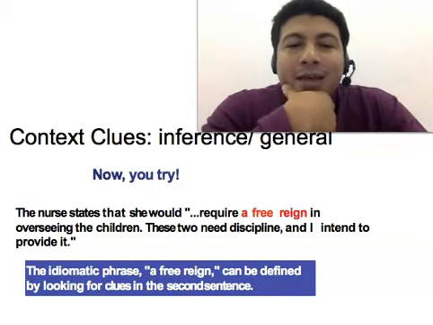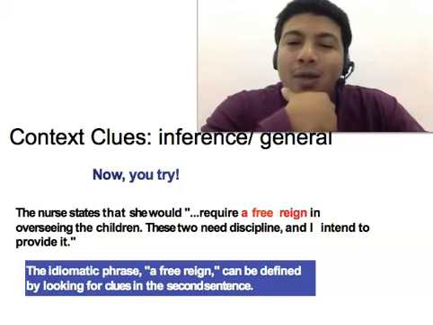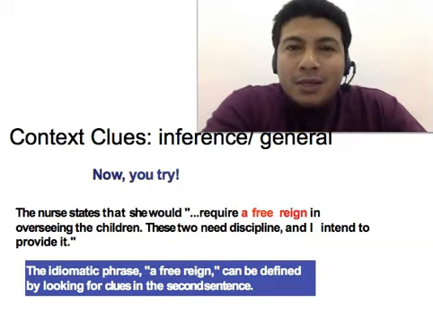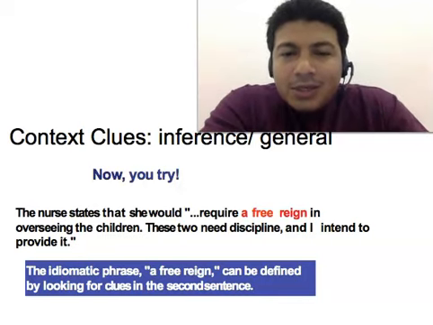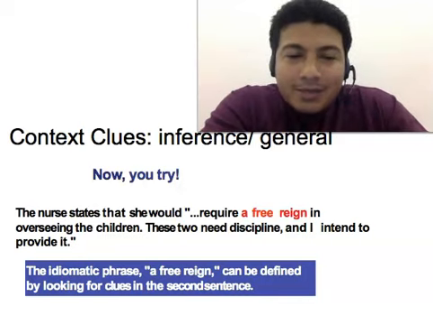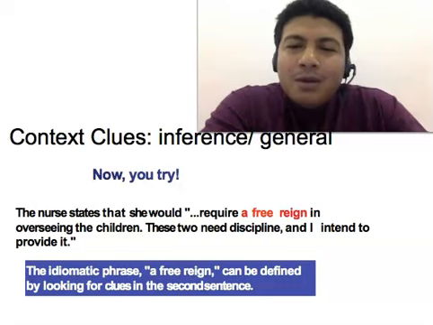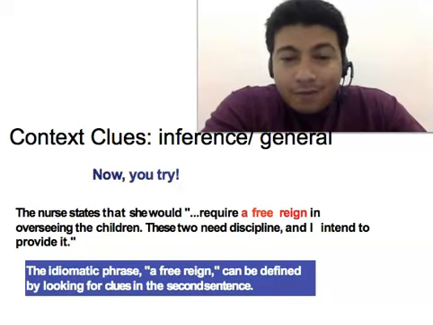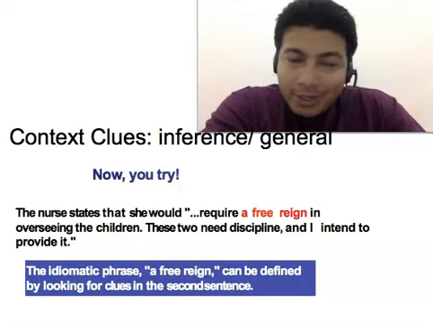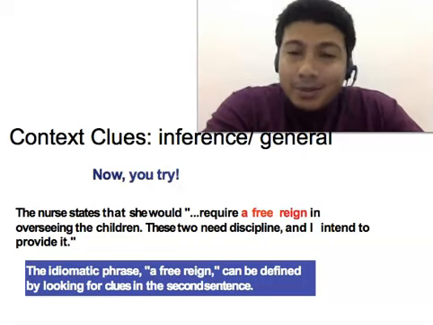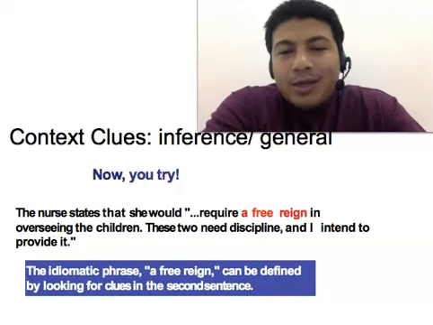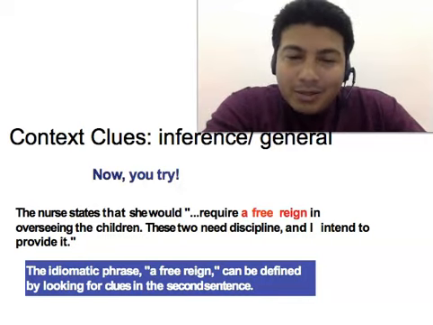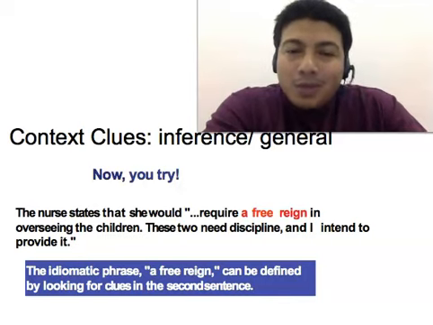The nurse states that she would require a free rein in overseeing the children. These two need discipline, and I intend to provide it. So, what could be the meaning of a free rein? So, if you know the meaning of the word free, but what about the word reign? It's like a king reigns. So, when a king rules, the king reigns. The prime minister reigns the country. The king reigns the kingdom.